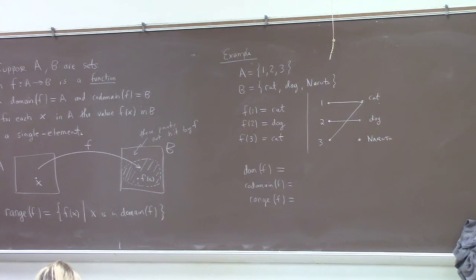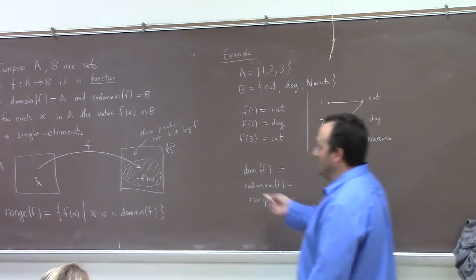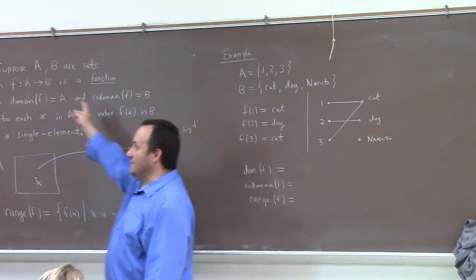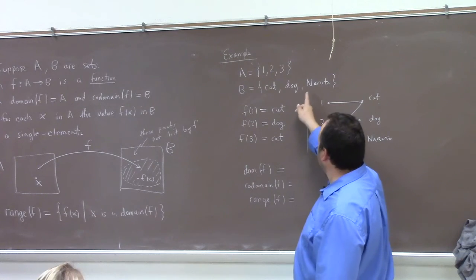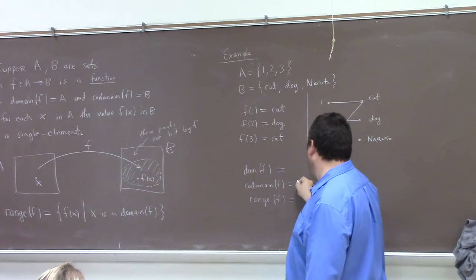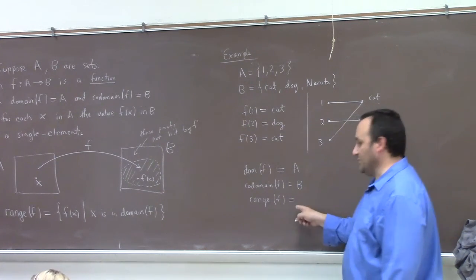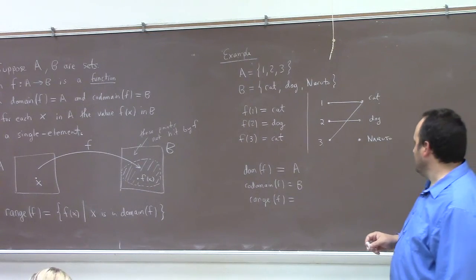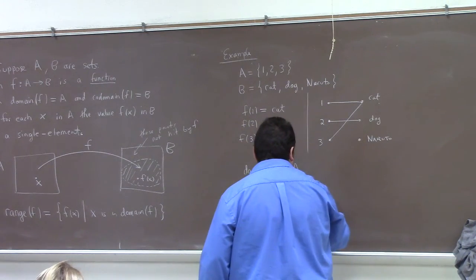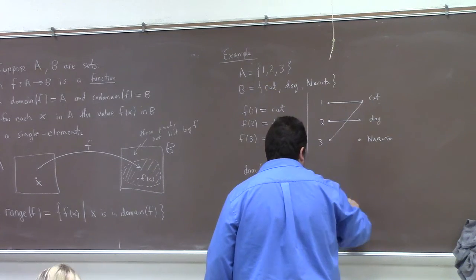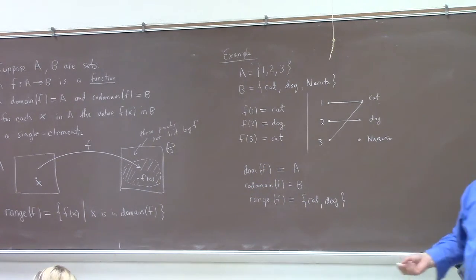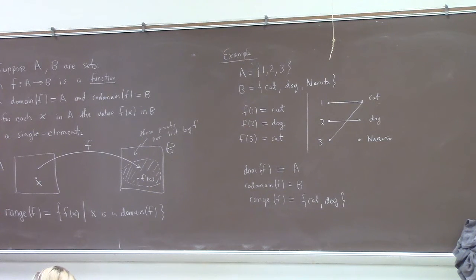Sorry, what did you say? I never called it codomain. Oh, well, I know exactly. I think no one's heard of codomain. That's why I'm introducing it here. So the codomain is just whatever this is. So in this context, codomain here is B. The domain is A. It's 1, 2, 3. And the range is what? Cat, dog, exactly. So the point is that the codomain can be bigger than the range. That's all.